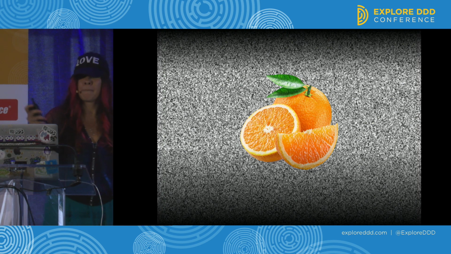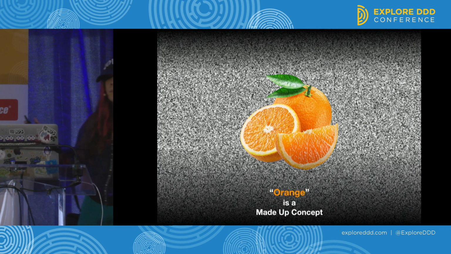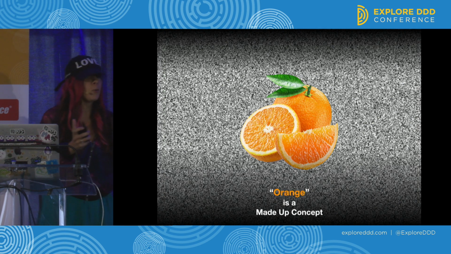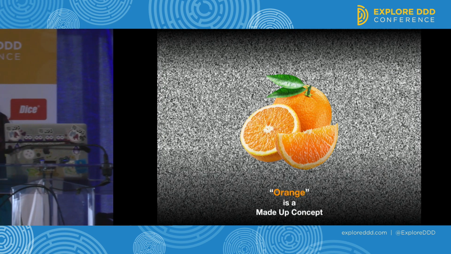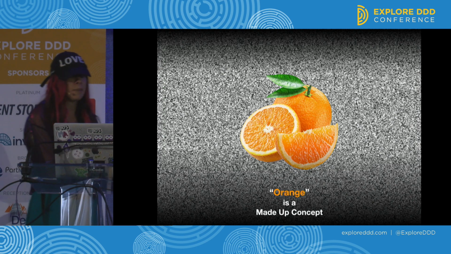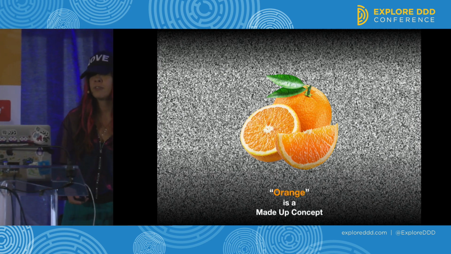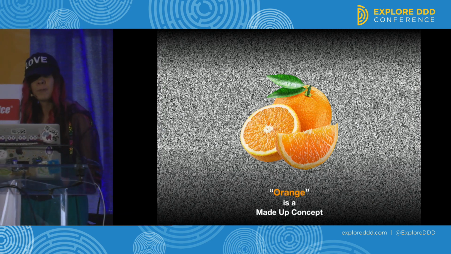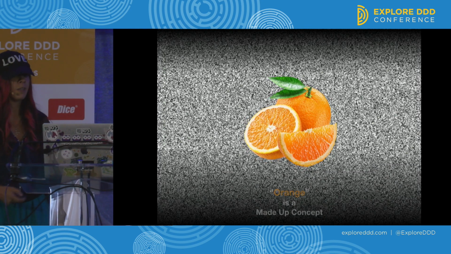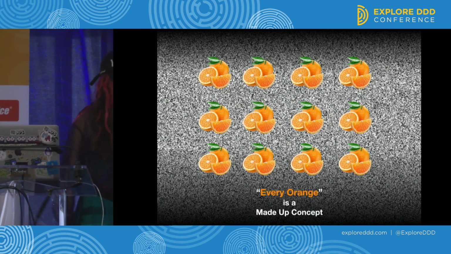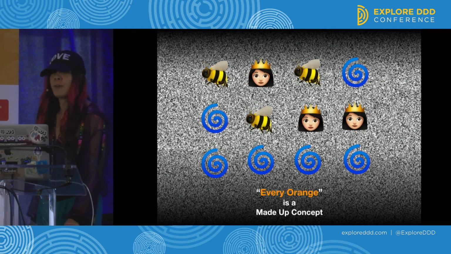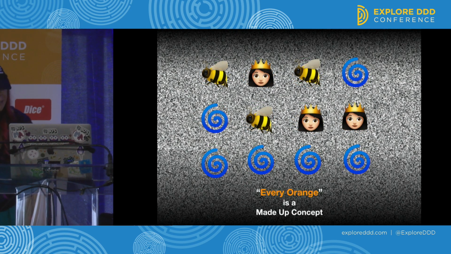orange. Orange is a made-up concept. Like this whole thing with slicing oranges into wedges and all that, we just made this up. We have these experiences in the world, and we make up concepts to make sense of our experiences. Every orange is a made-up concept.